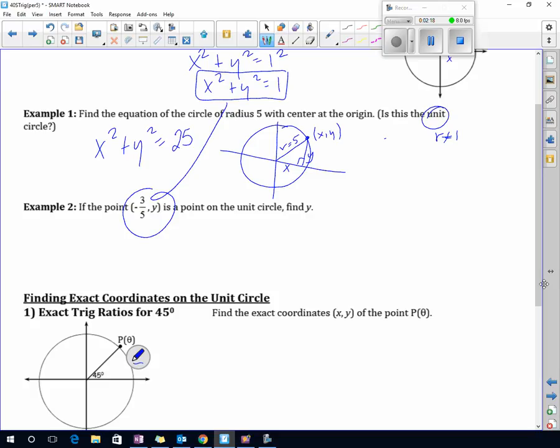Does everybody see where I got this from? Okay, so what's negative 3 over 5 squared? It would not be negative 9 over 10. Try again. It would be positive 9 over 25 plus y squared equals 1. So what is y squared equal to? What's 1 subtract 9 over 25? Yes, 16 over 25.